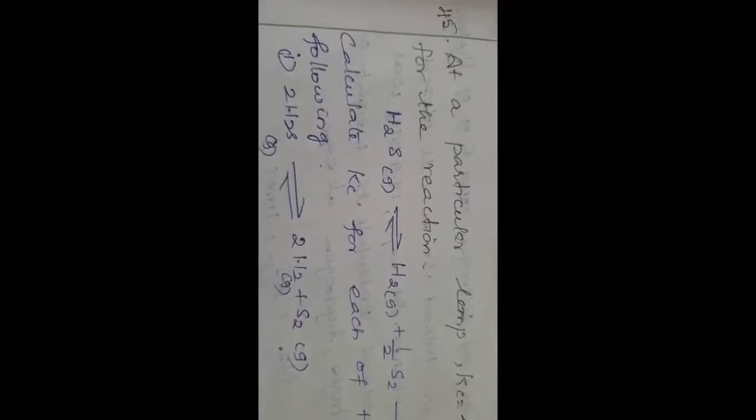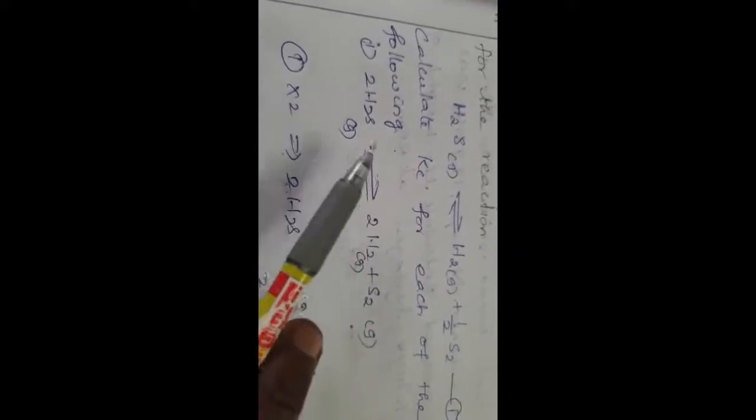Question number 45. At a particular temperature, the Kc value is given as 4 into 10 power minus 2 for the reaction H2S gives H2 plus half S2. That is the reaction that is considered to be first, equation number 1. Calculate the Kc for each of the following reactions. The first subdivision given is 2H2S gives 2H2 plus S2. So the first equation is already given. Just multiply this first equation by 2.